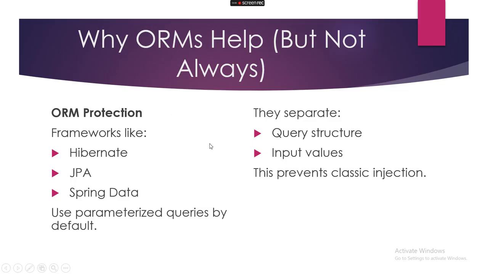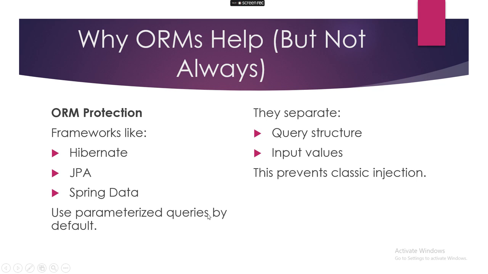So ORMs, object relational mappers, are frameworks or tools which are used to make database communication easier for developers, and they implement by default security structures to prevent the most common security vulnerabilities, such as basic SQL injection. For ORMs, we have things like Hibernate, JPA, or Spring Data, and this is mostly for Java, the Java folks.